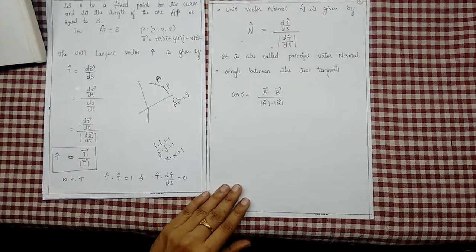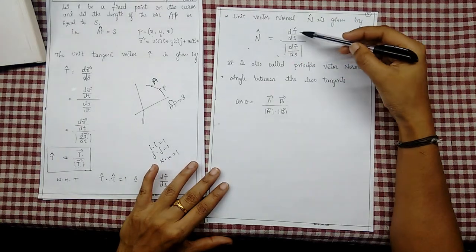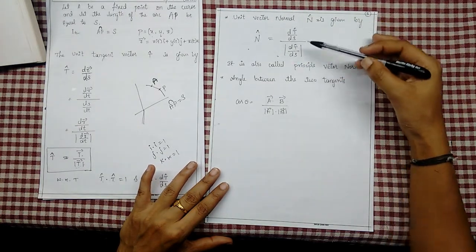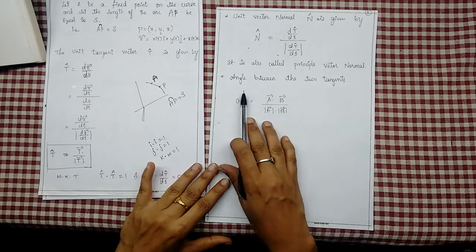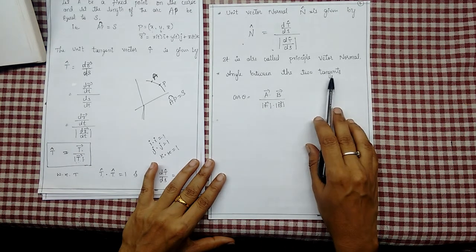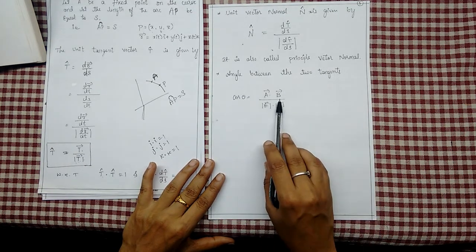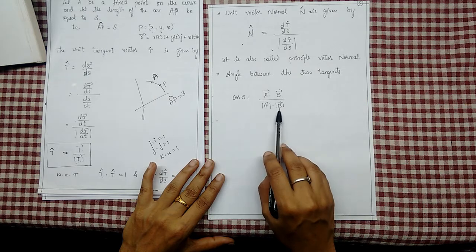Next, the unit normal vector n cap is given by n cap is equal to dt cap by ds divided by modulus of dt cap by ds. It is also called the principal normal vector. Now the next one is the angle between the two tangents. It is given by cos theta is equal to vector A dot vector B divided by modulus of vector A into modulus of vector B.